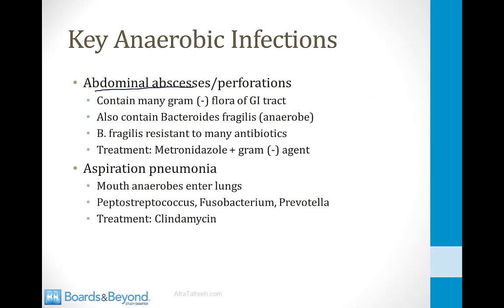So abdominal abscesses or perforations often involve anaerobic bacteria. When you have a breakdown in the mucosal layer of your GI tract, you will get an abscess that contains many gram-negative GI flora like E. coli, but it will also contain B. fragilis, which is an anaerobe, and B. fragilis loves to live in those little abscess pockets with no oxygen.